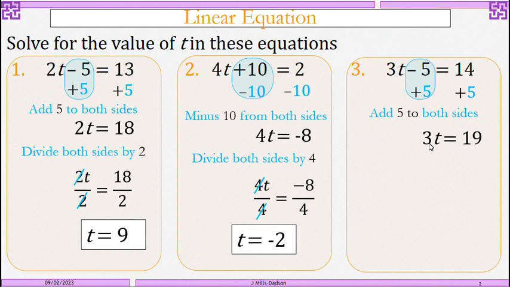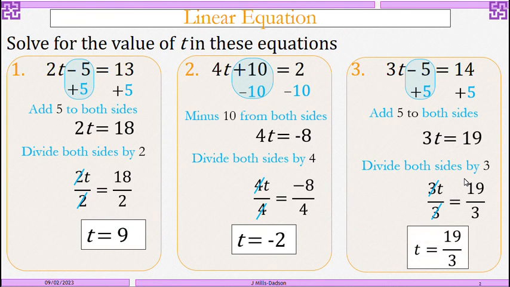Next, we are multiplying t by 3, so to reverse it is to divide both sides by 3. 3t over 3, so 3 divided by 3 is 1. So we cross that out, and t is equal to 19 over 3, and you are welcome to leave your answer as a fraction if you can't get an integer. So this is the basic solution of linear equations using the balancing method.